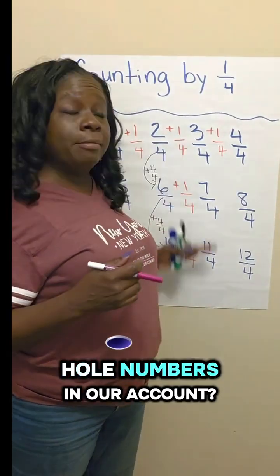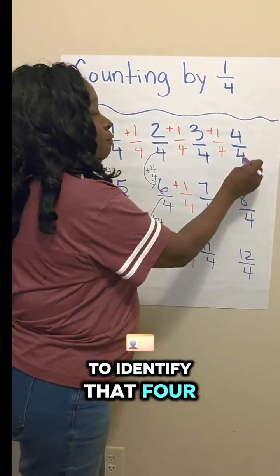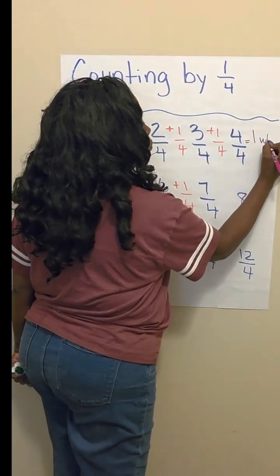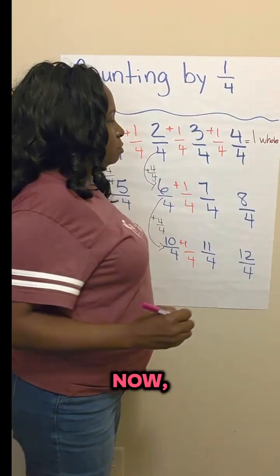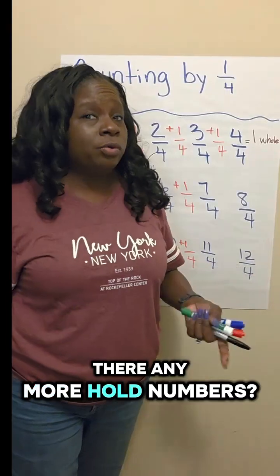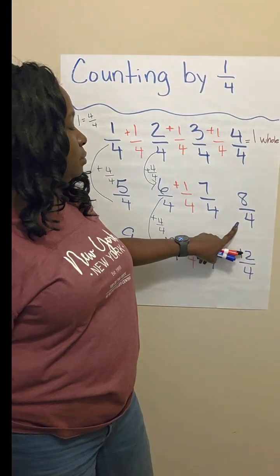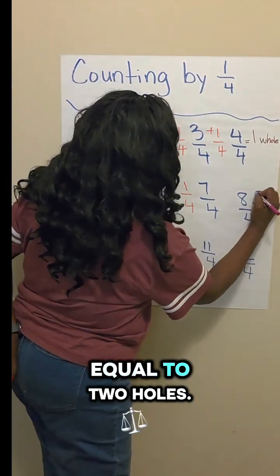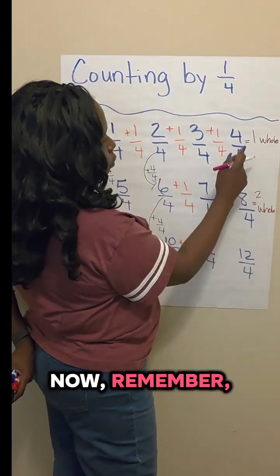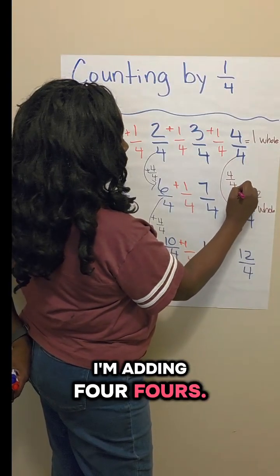Now, another question I may ask the students, are there any whole numbers? Do you see any whole numbers in our count? Hopefully they're able to identify that 4/4 is equal to 1 whole. So I'm going to put 1 whole here. Now, a lot of students will stop right there. You'll ask them, are there any more whole numbers? Hopefully, they're able to identify 8/4. And 8/4 is equal to 2 wholes. Now, remember when I go from 4/4 to 8/4, I'm adding 4/4.